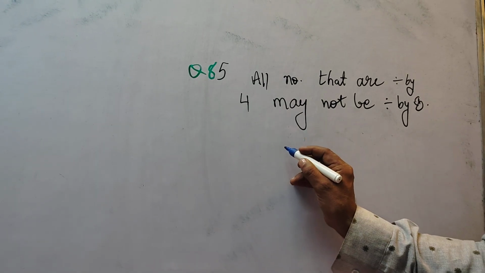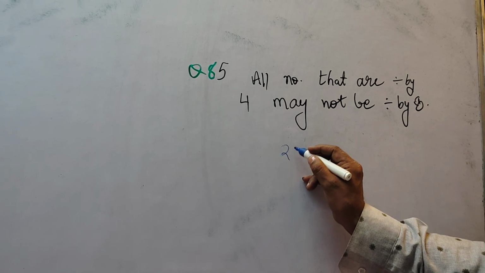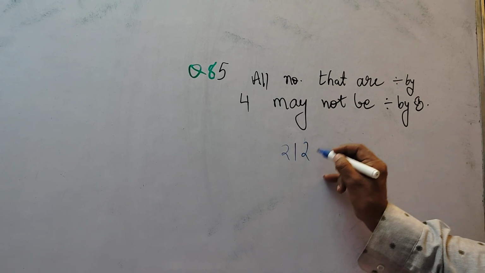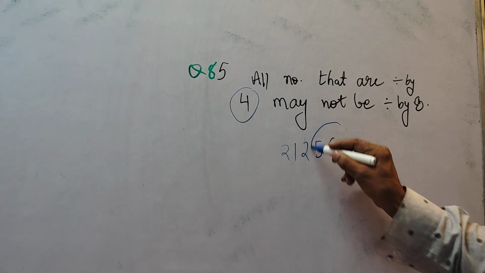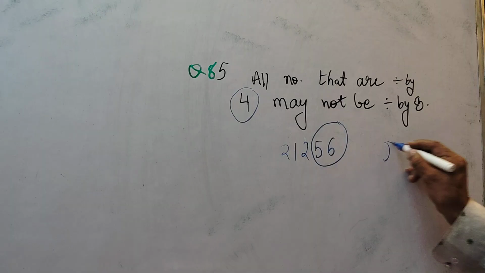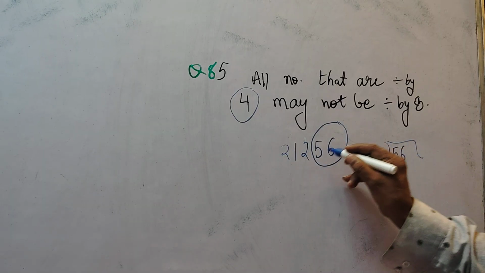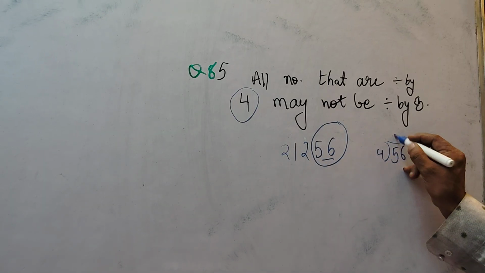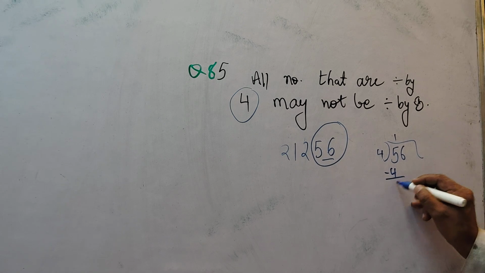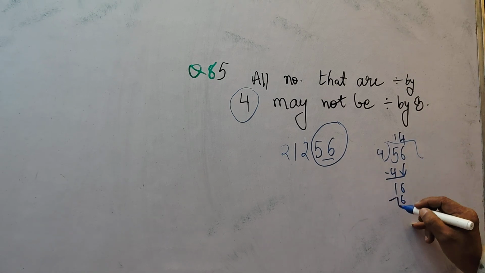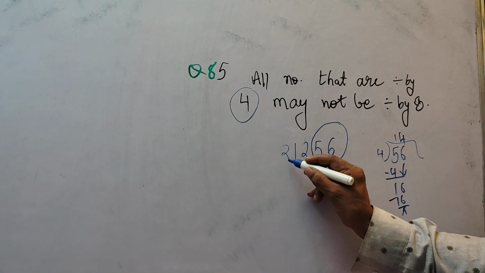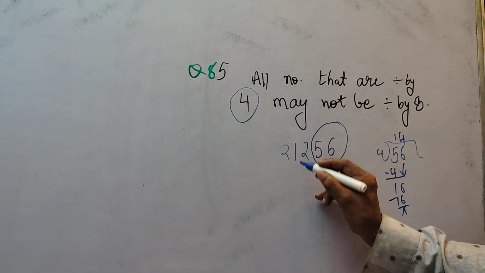All the numbers. It means sometimes, in the case of divisibility by 4, we take the last two digits to divide by 4. So the last two digits, that is here 56, we divide by 4. 4 ones are 4, 1 is left, 6 comes down, 4 fours are 16. So the last two digits are divisible by 4. In that case, this whole number 2 1 2 5 6 is divisible by 4.